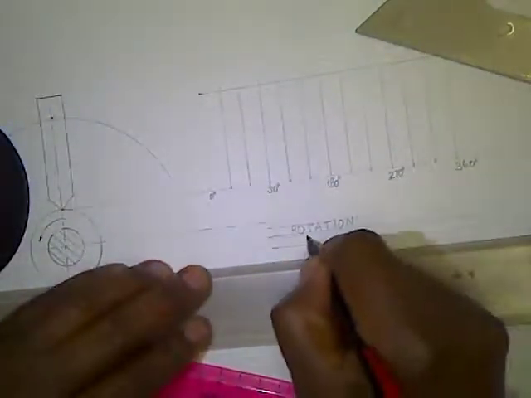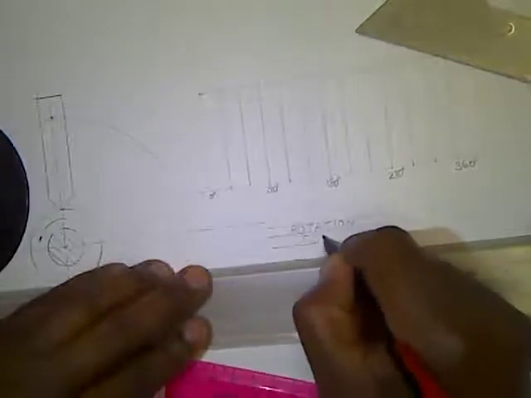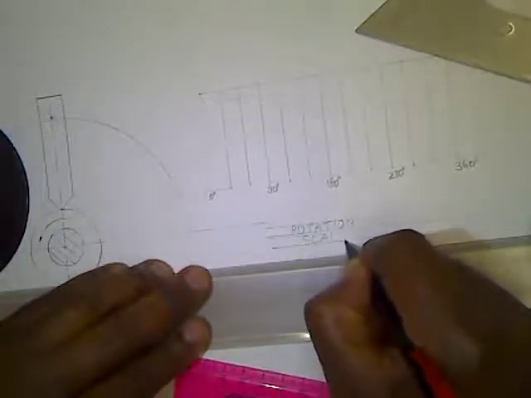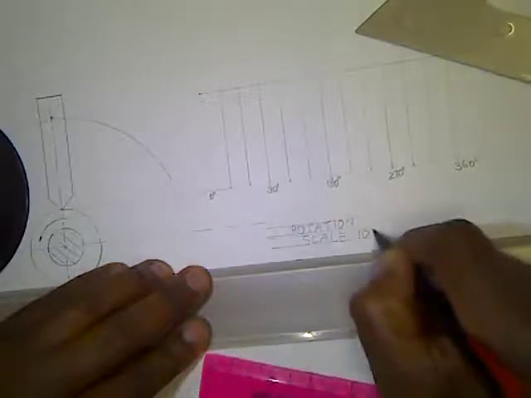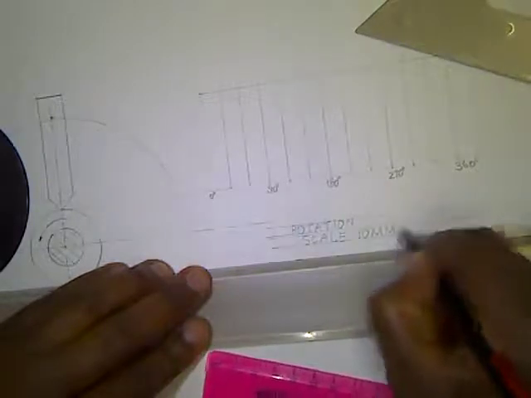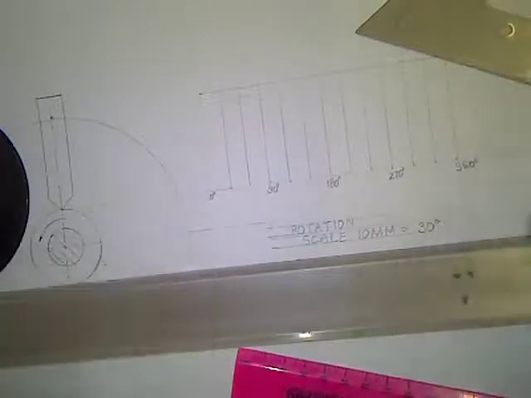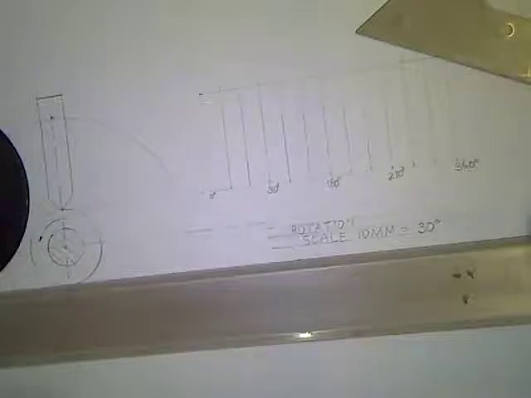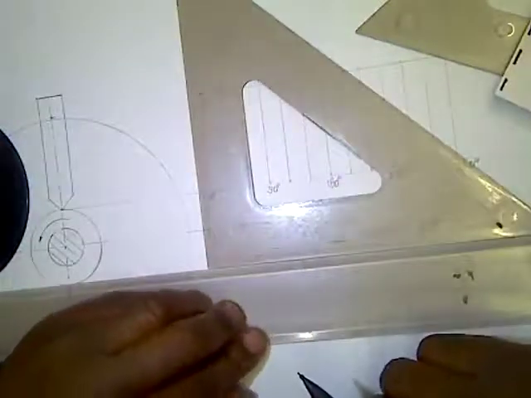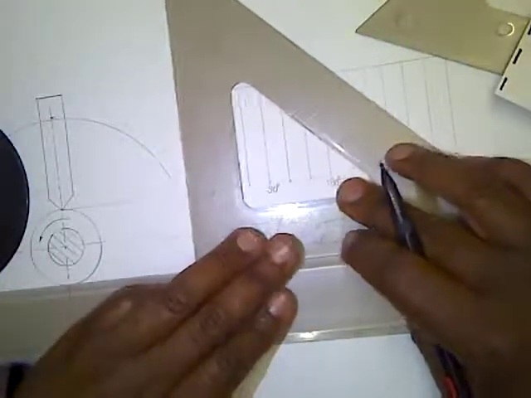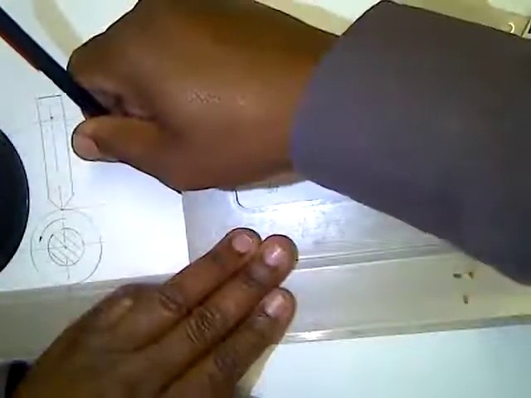Where is the question paper? Horizontal, 10 millimeters equals 30 degrees. Scale is our scale here. Our scale will be 10 millimeters equals 30 degrees. We are accumulating marks by doing that. And then also on the other side, the displacement. Obviously the displacement scale will be 1 millimeter equals 1 millimeter.